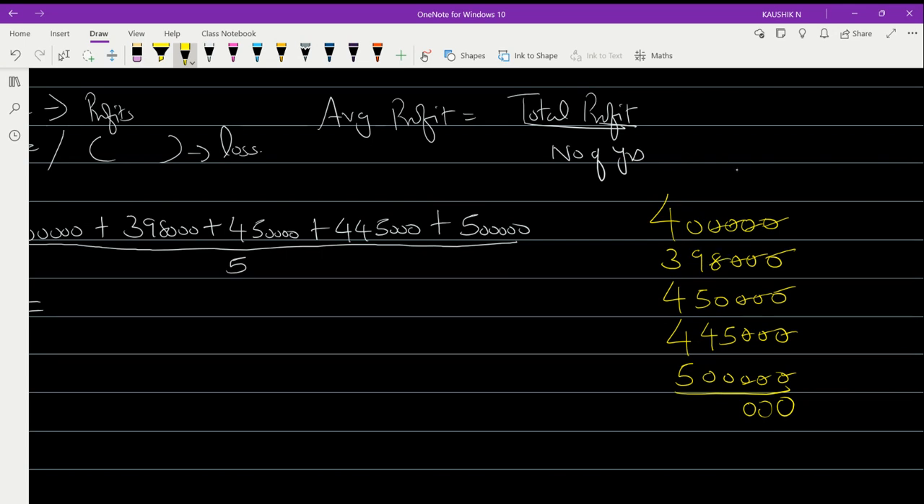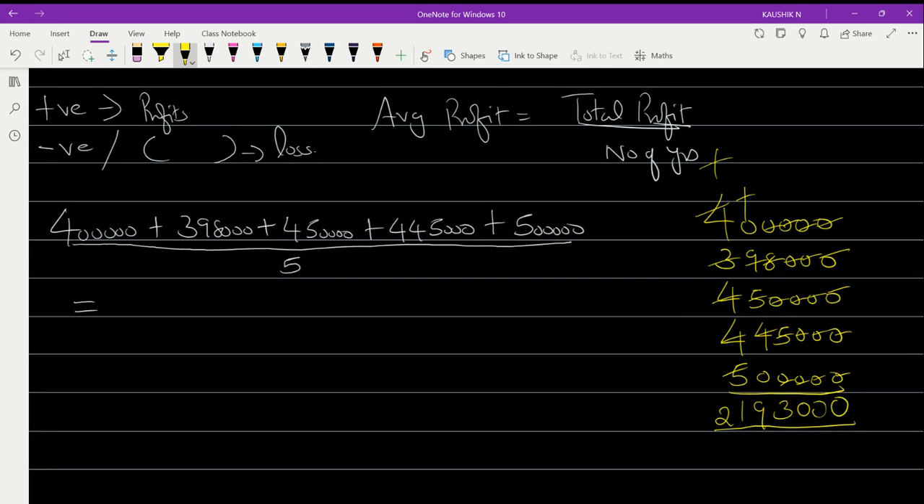Here 0, 8 plus 0, 8, 8 plus 5, 13 plus 0, 13, 3 over here, 1 carry. 1 plus 9, 10 plus 5, 15 plus 4, 19, 9 over here, 1 carry. 4 plus 1, 5, 5 plus 3, 8, 8 plus 4, 12, 12 plus 4, 16, 16 plus 5, 21. Got the answer. How much is the answer? 21 lakhs 93,000.